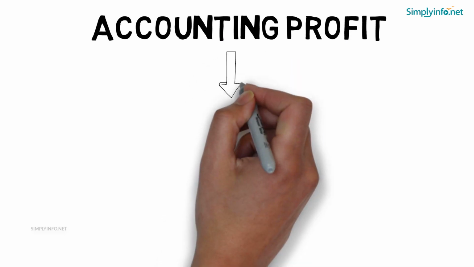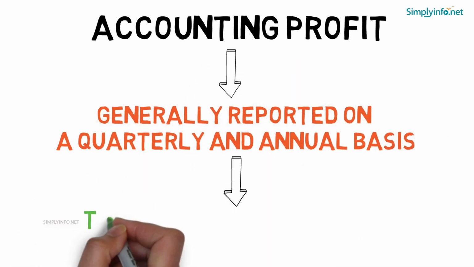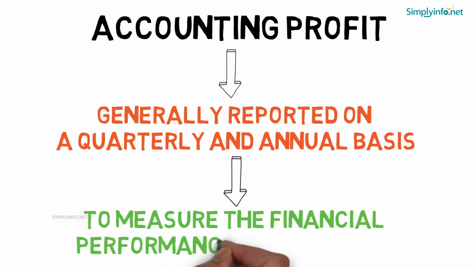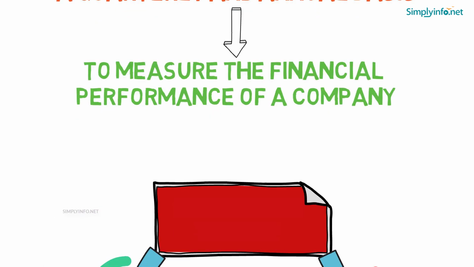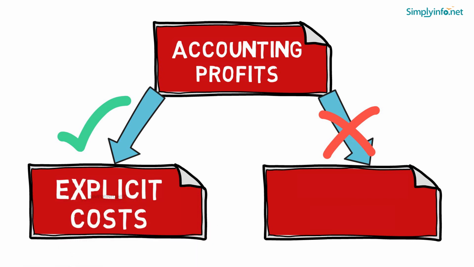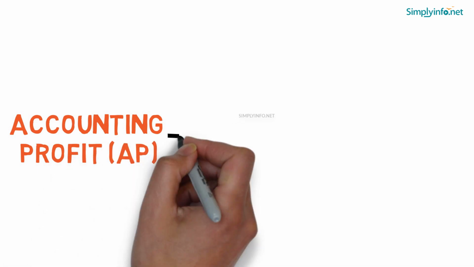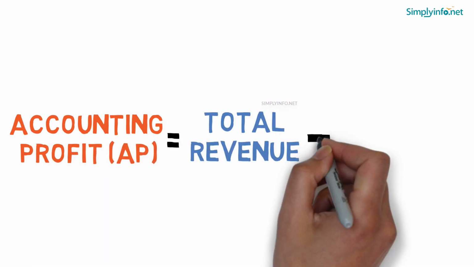Accounting profit is generally reported on a quarterly and annual basis and is used to measure the financial performance of a company. Accounting profits include only explicit costs, which are the expenses that require money to be spent. They do not include implicit costs because they haven't been incurred and are theoretical. Accounting profit, AP, is equal to total revenue minus explicit costs.